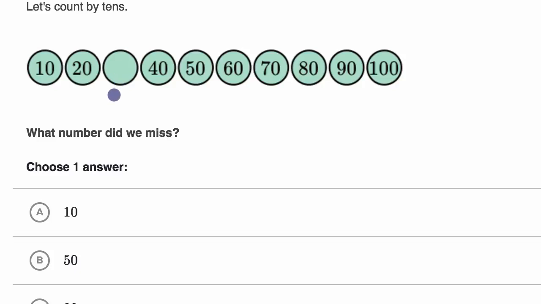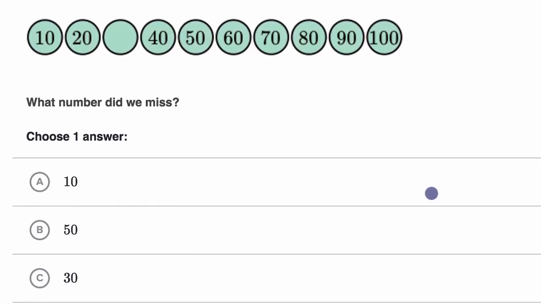Well, if we're counting by tens, we would go 10, 20, 30, 40, 50, 60, 70, 80, 90, 100. So we're missing 30. So which choice right over here has 30? Well, if we scroll down a little bit, we see right there, that is our choice.